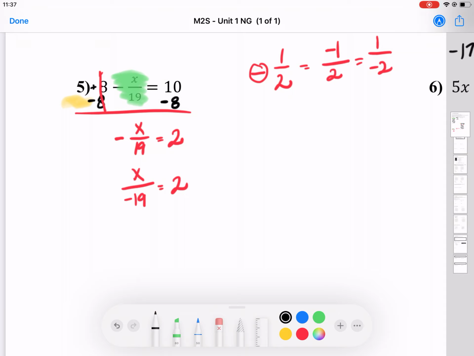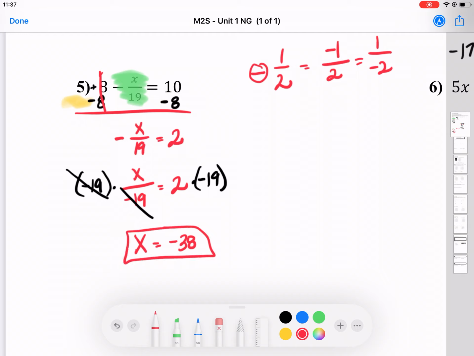Okay, at this point, the x has this negative 19 and we're dividing. To get rid of division, you multiply. So I'm going to multiply both sides by negative 19. And just so that doesn't look like subtraction, I'm going to put it in parentheses. Okay, that gets rid of division, and you're left with x equals, and then you just multiply negative 19 times 2, and that gives you negative 38.